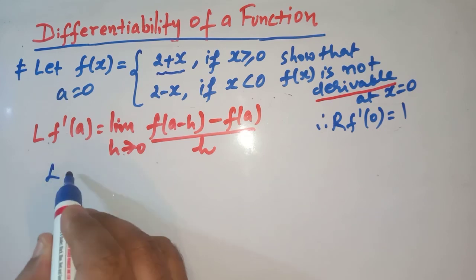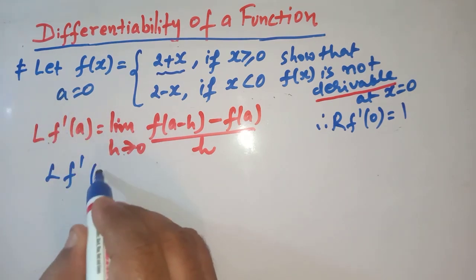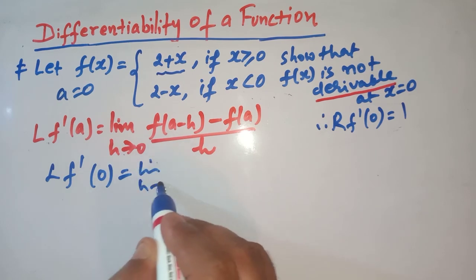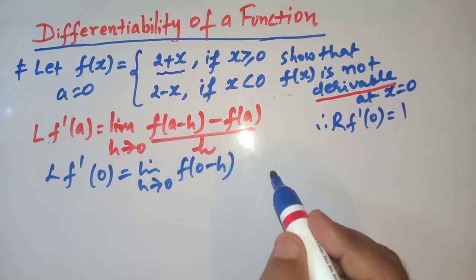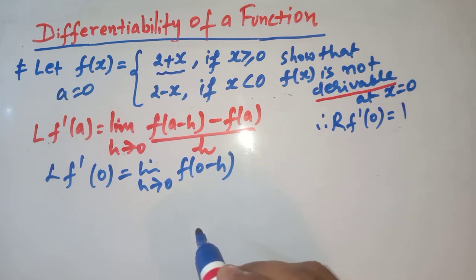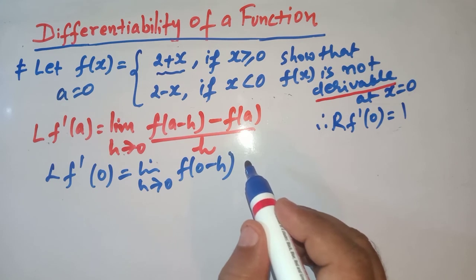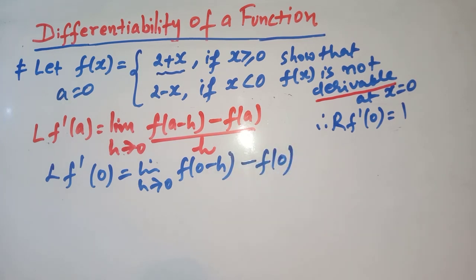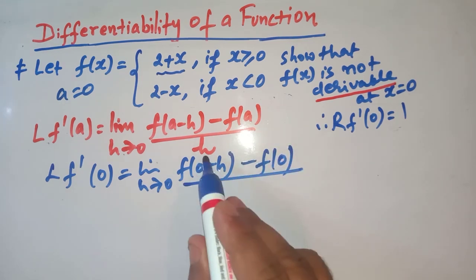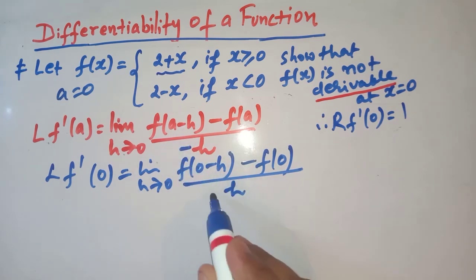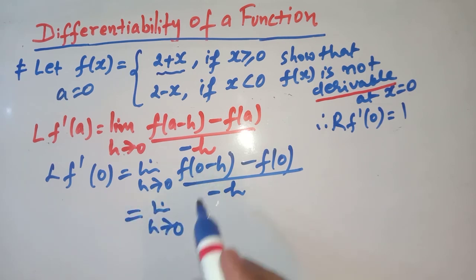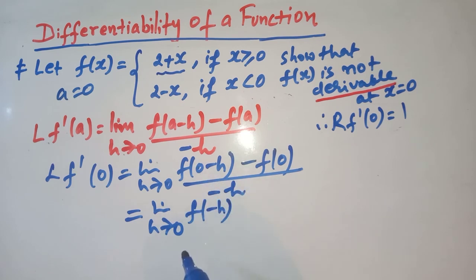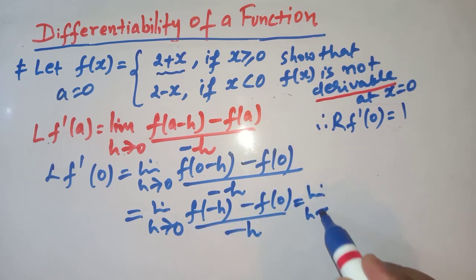So here we have the left hand derivative at a = 0, Lf'(0). This is limit h tends to 0, f(0 - h) minus f(0), over minus h. Clear? So here we have minus h. So limit h tends to 0, f(0 - h) is f(-h), and we have f(0) here, and minus h.